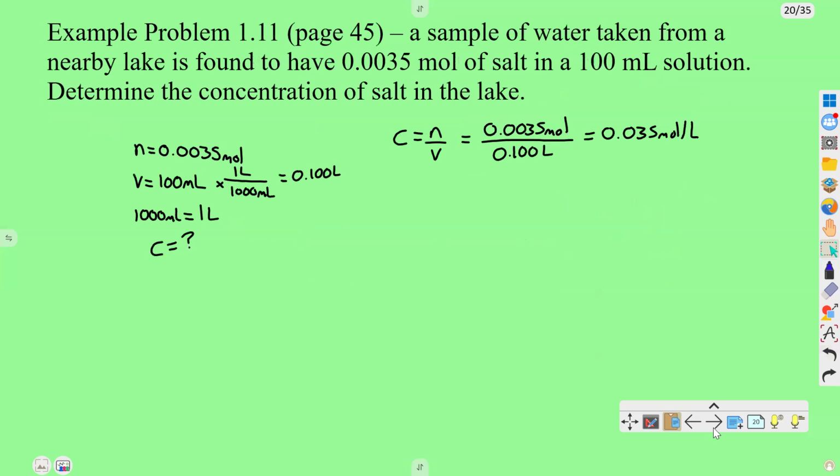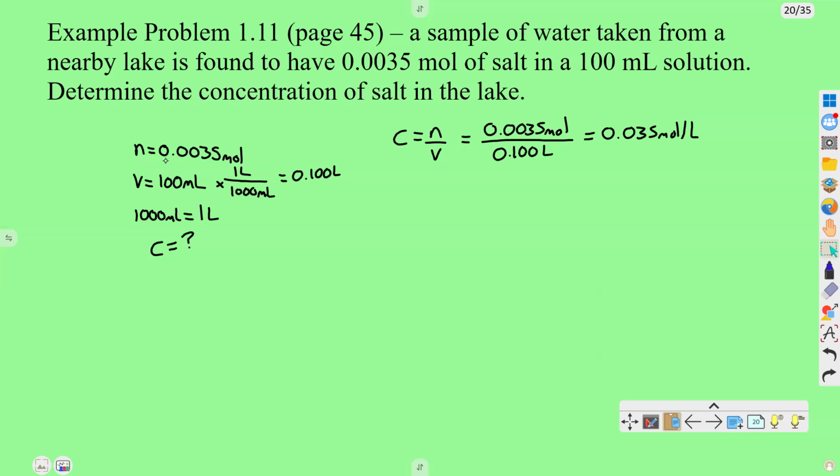All right. Now, as a quick sample problem, we have a sample of water taken from a lake. We have 100 milliliters of this sample. We've tested it and found that there are 0.0035 moles in that solution. So what's the concentration of salt in the lake?